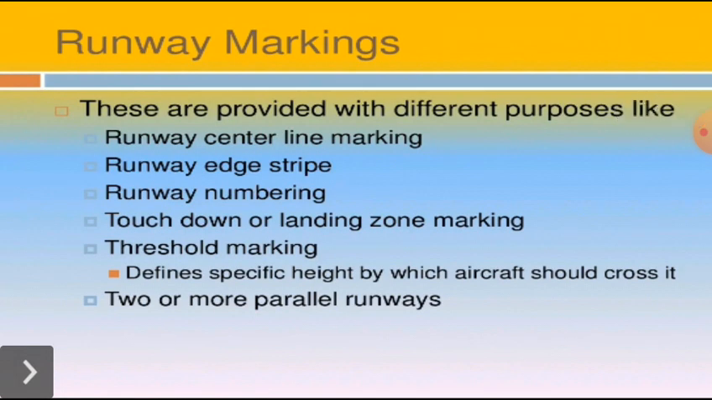Next, the runway marking. These are provided for different purposes like runway centerline marking, runway edge strip, runway numbering, touchdown or landing zone marking, and threshold marking. It defines the specific height by which aircraft should cross it. Also two or more parallel runways. These are all runway marking.